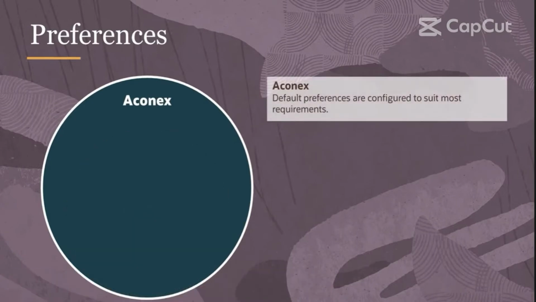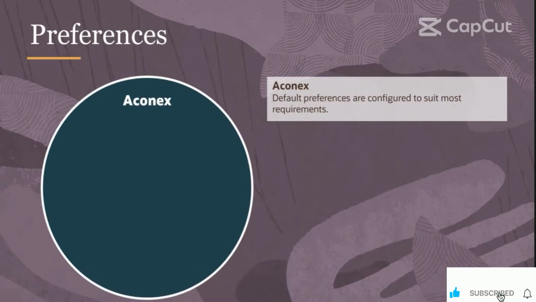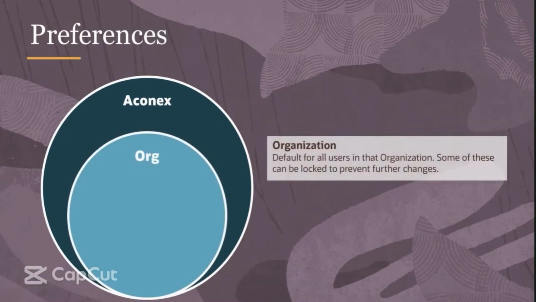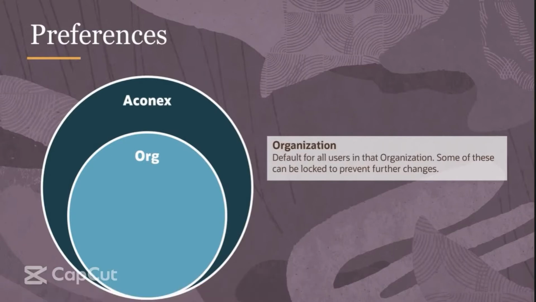At the top, we have the Aconex preferences that are controlled by, you've guessed it, Aconex. These are not accessible by anyone else and they control a lot of the default preferences and suit most organisations and most projects. Next we have organisation preferences. The defaults at this level filter down from the Aconex preferences, but you can change and override certain ones. You can also lock certain preferences at this level to prevent changes at the project and user levels below.